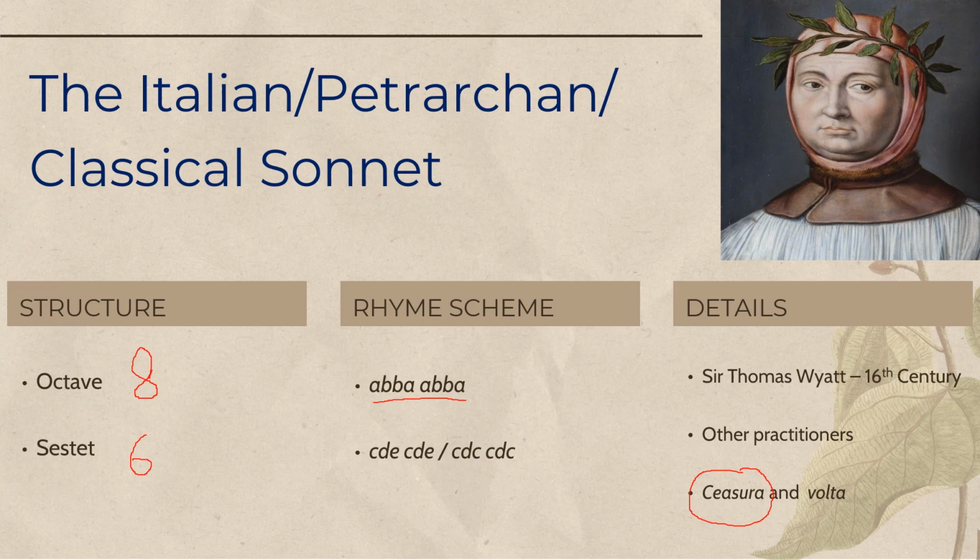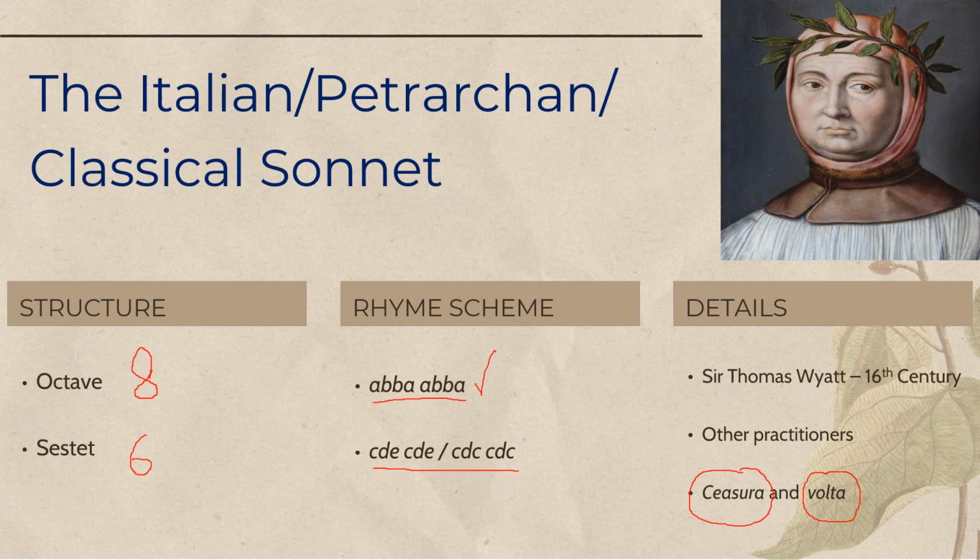A clear-cut pause would be there at the end of these 8 lines. And as we move to the next 6 lines, there would be a turn of thought, that is volta. That turn of thought is referred to as volta. Caesura is the pause that we can see after the octave, and volta is the turn of thought that happens after the octave.